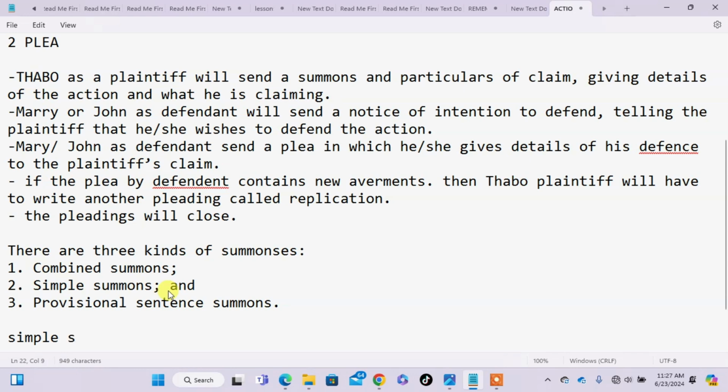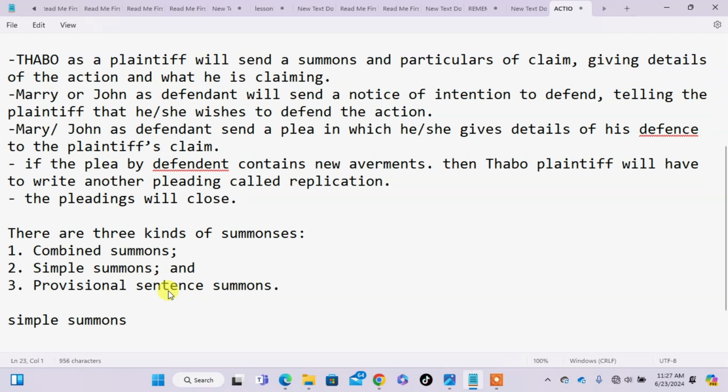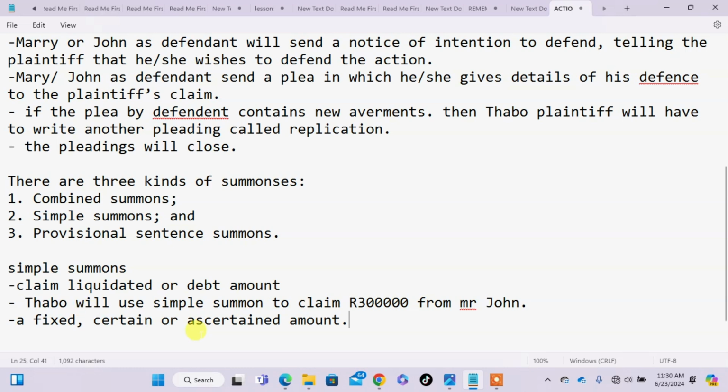Simple summon. This one, claim liquidated amount. Remember, when there is exactly an amount fixed or a certain amount, you choose a simple summons. You must know that the pleading document is a declaration.